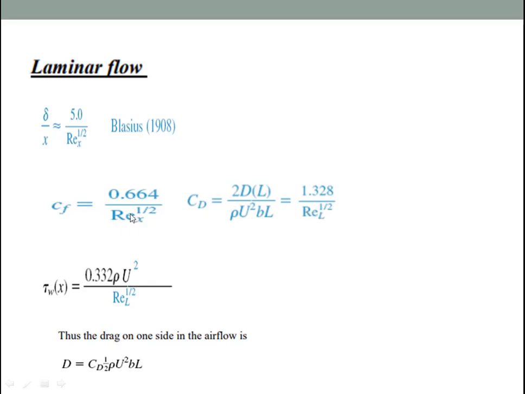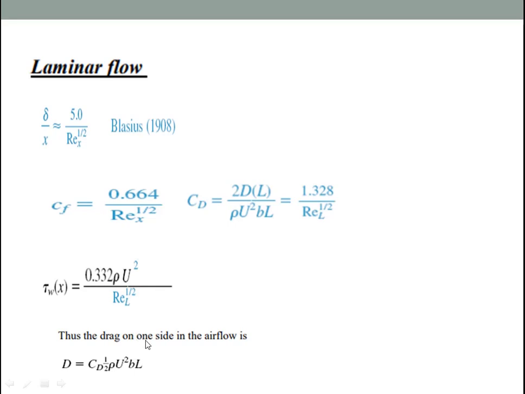That means the formula for Rex is rho v x by mu, and the formula for Rel is rho v L by mu, where v or u may be considered as the free stream velocity. The formula to calculate the wall shear stress is equal to 0.332 into rho into u square, where u is the free stream velocity, upon Rel raised to 1 by 2.